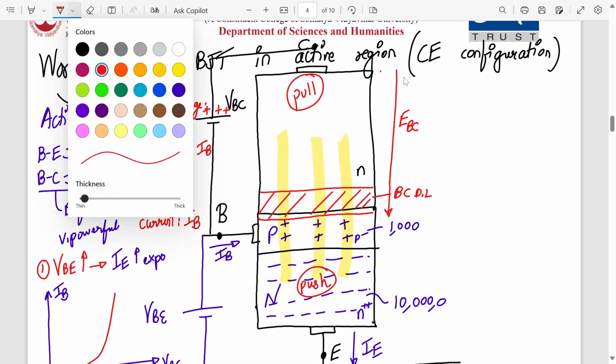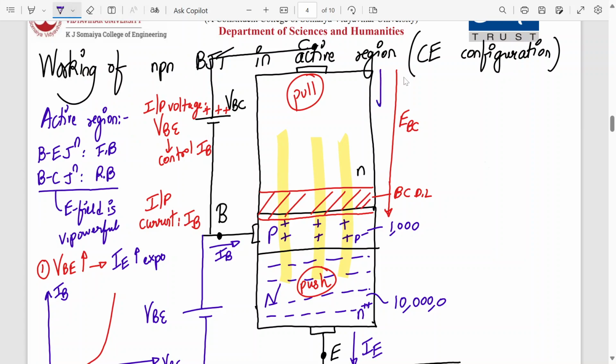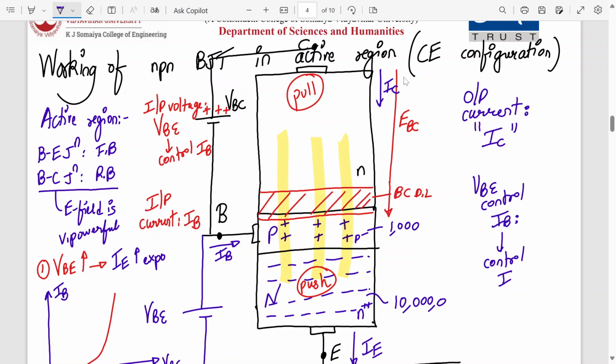Let me mark in blue. Collector current. So these are my terminal currents. So there is my output current. My output current is IC. So VB controls IB, and in turn it controls IC. Now I'll explain you everything in bits and pieces.